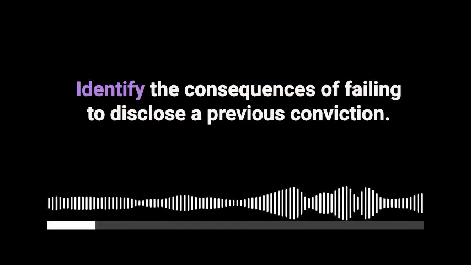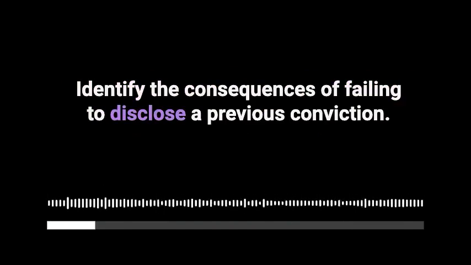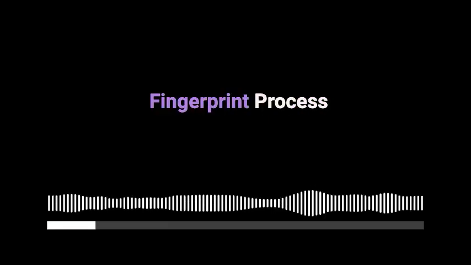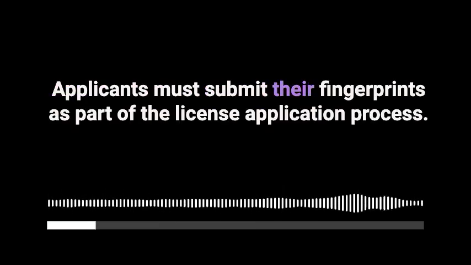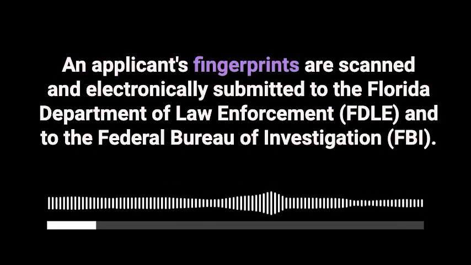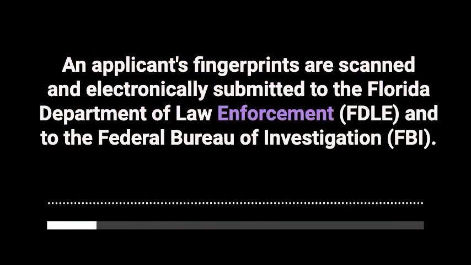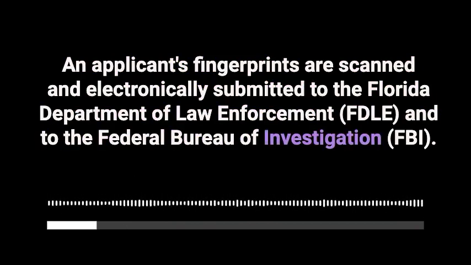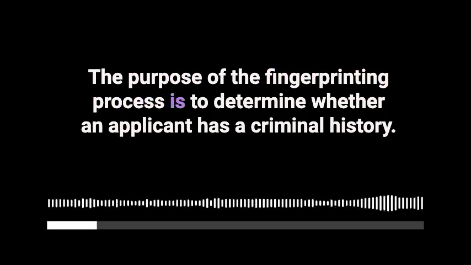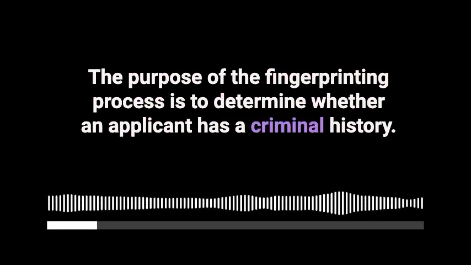Learning objective. Identify the consequences of failing to disclose a previous conviction. What to disclose on the license application. Fingerprint process. Applicants must submit their fingerprints as part of the license application process. An applicant's fingerprints are scanned and electronically submitted to the Florida Department of Law Enforcement and to the Federal Bureau of Investigation. The purpose of the fingerprinting process is to determine whether an applicant has a criminal history.